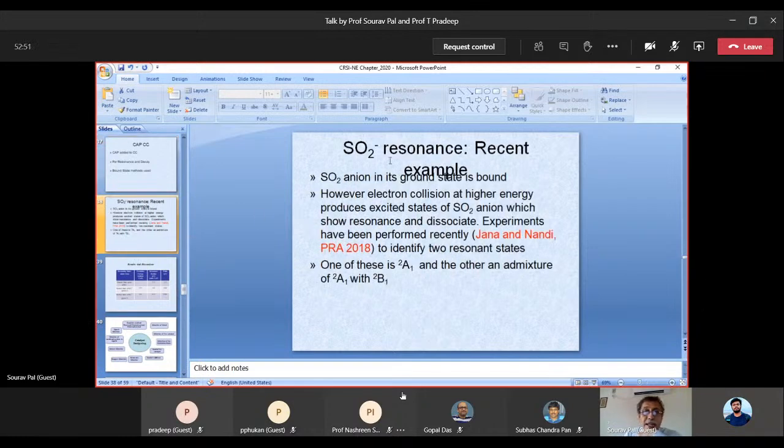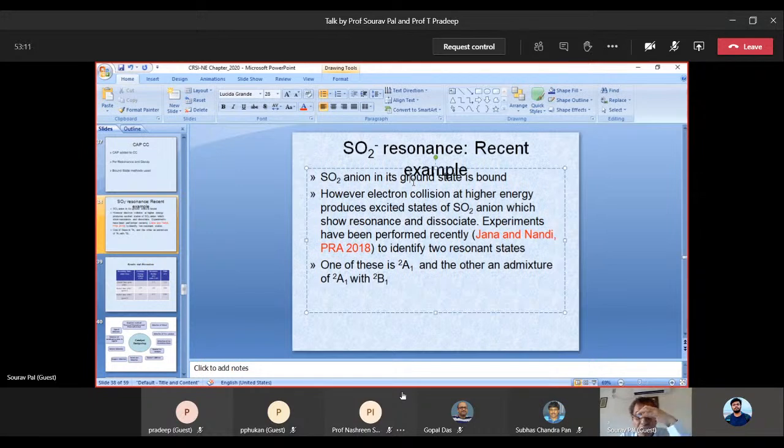I will choose one example of the SO2 minus resonance. I'm sorry about the recent example. In its ground state, SO2 minus is bound. However, a collision at a higher energy produces excited states of the SO2 anion, which show resonances, and then they dissociate.